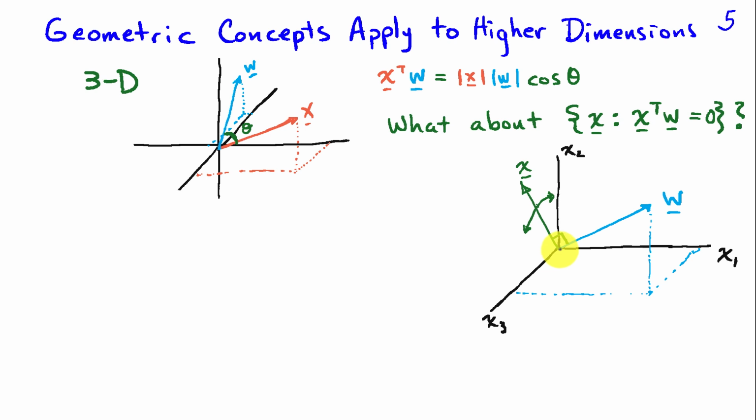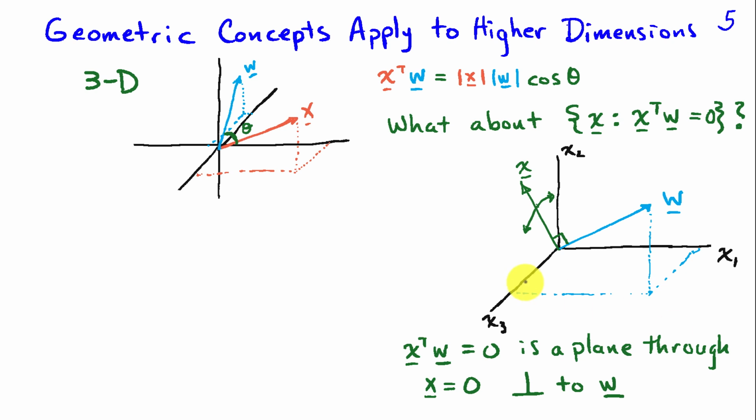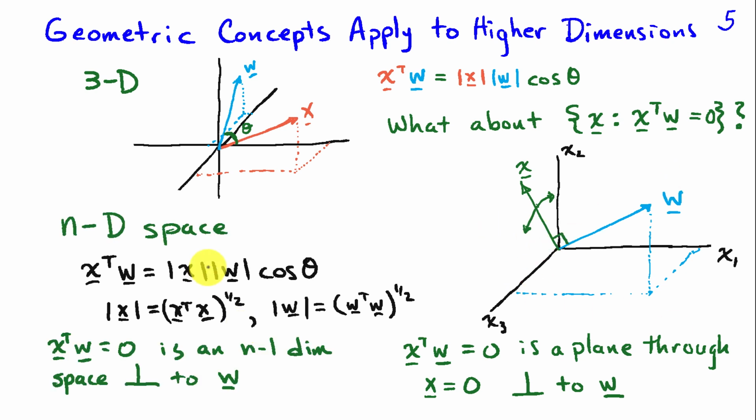Okay, so what this means is that the set of x for which x transpose w equals 0 ends up being a plane that's orthogonal to w. And that plane goes through the origin. So x equals 0 is included in the plane. The same concepts apply in arbitrary dimension space. It just becomes more and more difficult to draw and to visualize.